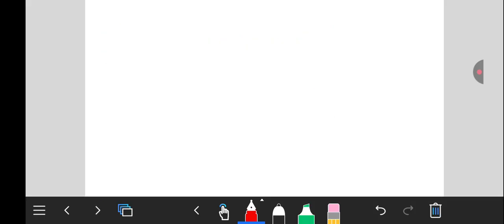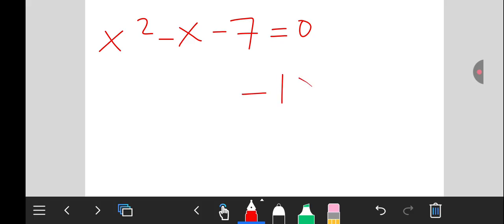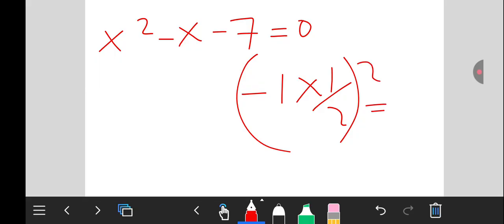Right, so let's now solve this. We have x squared minus x minus 7 is equal to 0. The simplest and fastest way you can solve this is by using the completing the square method. With completing the square, you need to make sure that the coefficient of x squared is just 1. Then you look at b. The coefficient there is negative 1, so you multiply negative 1 by half. Then you square. Negative 1 by half is just negative half. So you square, then add and subtract.